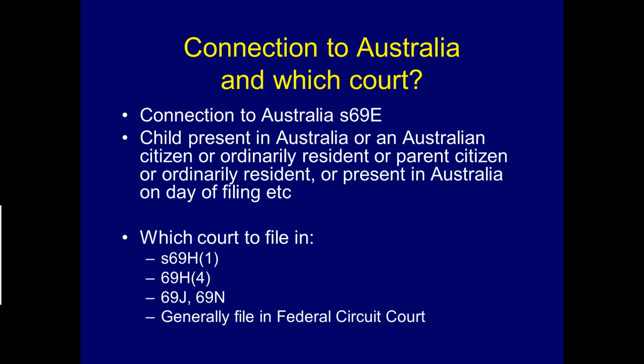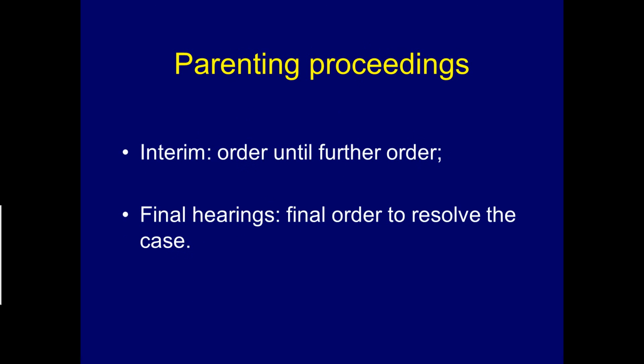Now, in relation to which court to file in, all you need to know is that generally all applications go to the Federal Circuit Court of Australia, as that is the court that is considered to deal with most family law matters. Only more complex matters, such as serious allegations of child sexual abuse, might go to the Family Court, or complex property matters, because it is considered to be the court that has more complex cases. So that's all you need to know in relation to which court to file in.